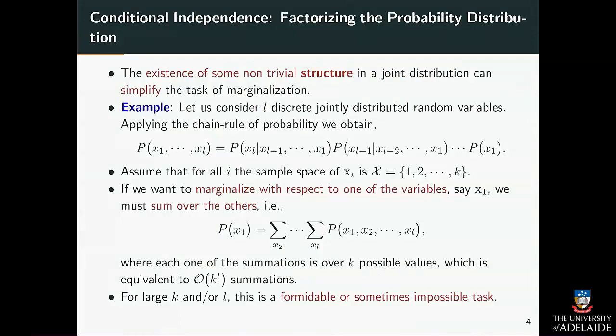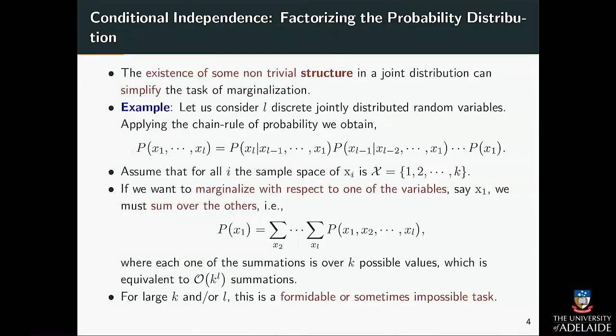So let's go back to the notion of conditional independence. Here you have L discrete jointly distributed random variables, and you know you can apply the chain rule, right? So let's say that you want to do a very simple operation, right? You want to start calculating the posterior, so one of the things that you want to do is to marginalize.